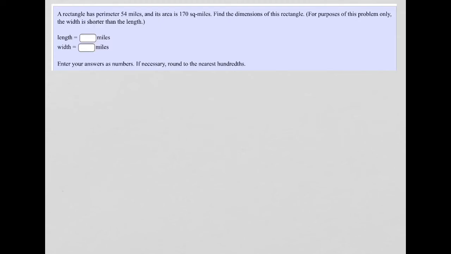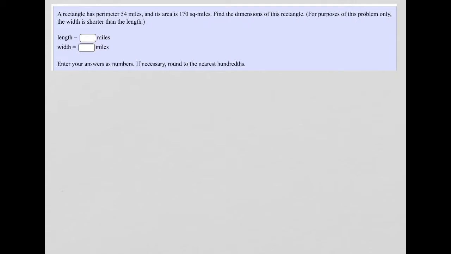In this example, it says a rectangle has a perimeter of 54 miles and its area is 170 square miles. Find the dimensions of the rectangle. For the purpose of this problem only, the width is shorter than the length. And then it wants us to answer in numbers and round to the nearest hundredth if necessary.